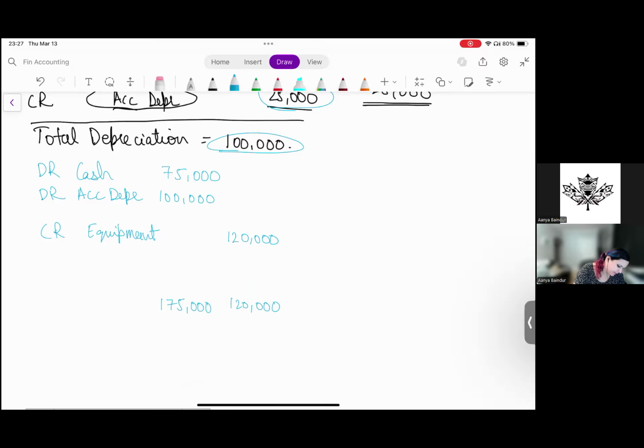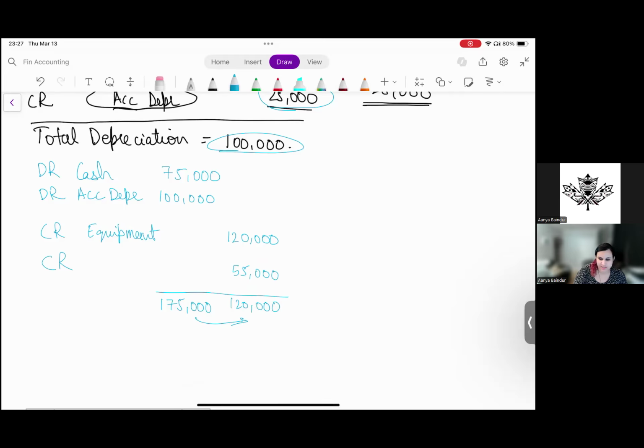That credit will be the difference between these two, right? So that will be 55,000. So there's a missing credit of 65,000. Now the point is, what account are you going to use here?